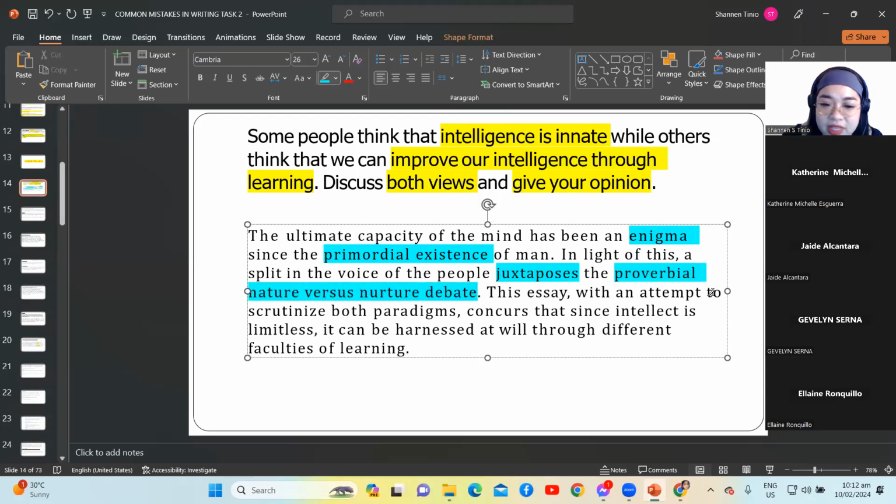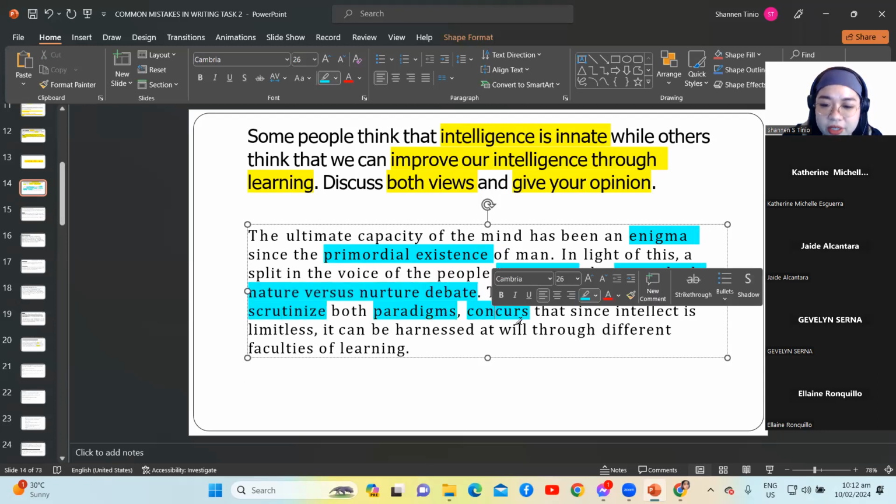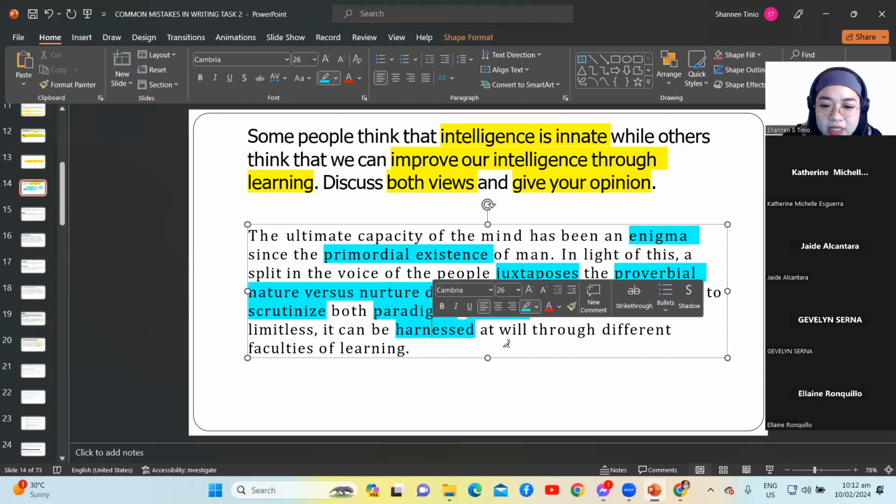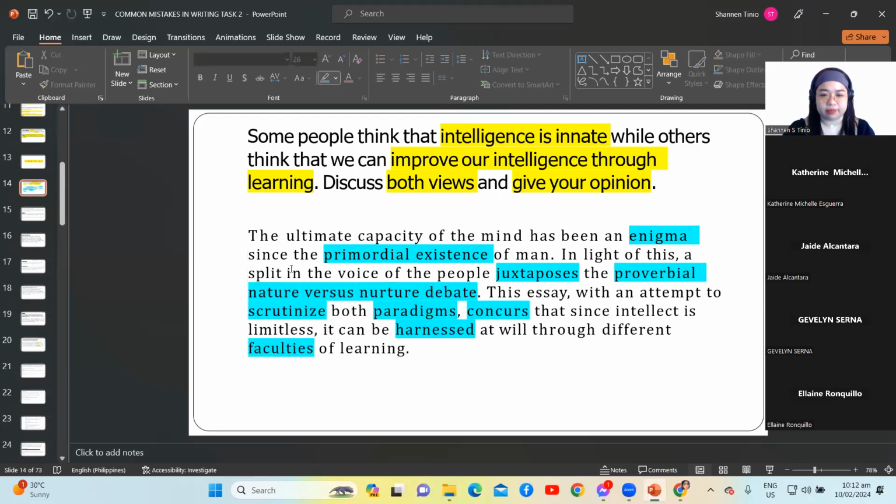This essay, with an attempt to scrutinize both paradigms, concurs that since intellect is limitless, it can be harnessed and it will through different faculties of learning. Madaming baon. In short, madaming baon. Okay.